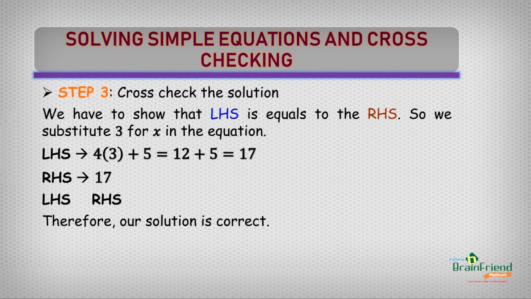Now, step 3, we have to cross-check our solution. When we are cross-checking our solution, we have to show that the left-hand side is equal to the right-hand side. So, we have to substitute 3 for x in the equation. Now, looking at the left-hand side of the equation, we will have 4 multiplied by 3 plus 5, which will be equal to 12 plus 5, which is equal to 17. Our left-hand side is 17 and our right-hand side is 17. Therefore, our left-hand side is equal to our right-hand side, which means our solution is correct.